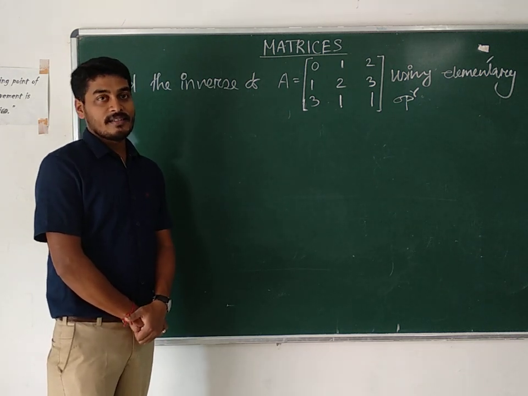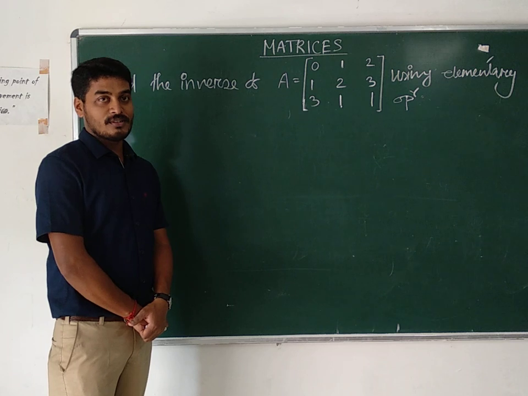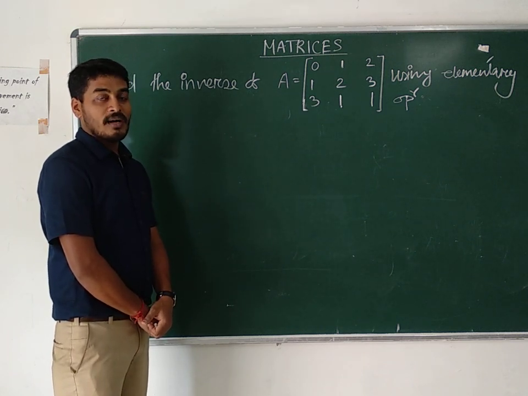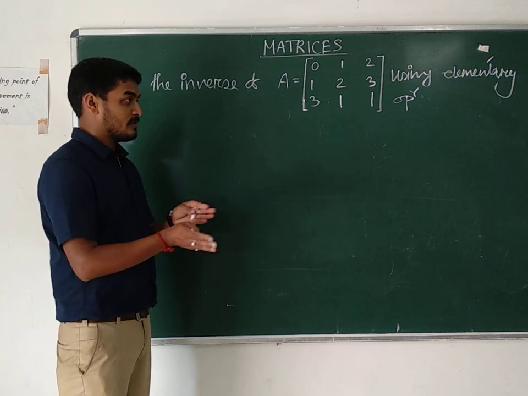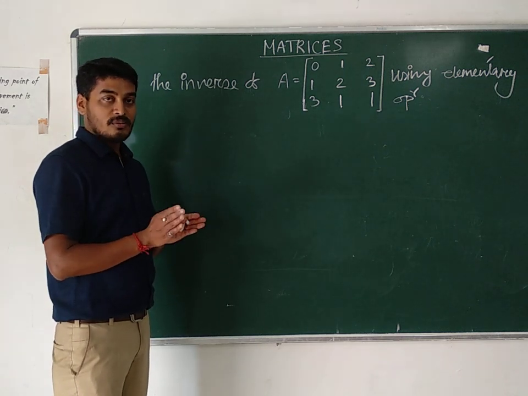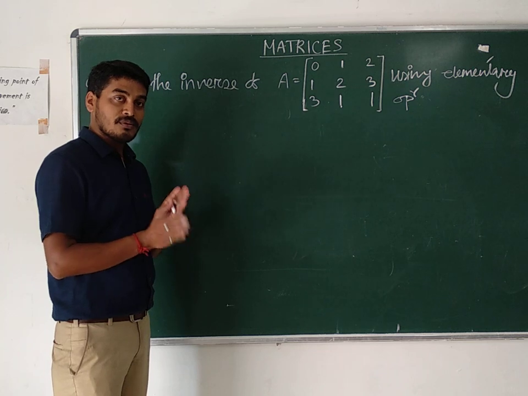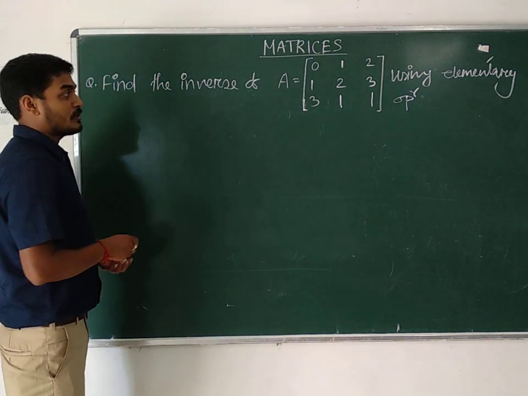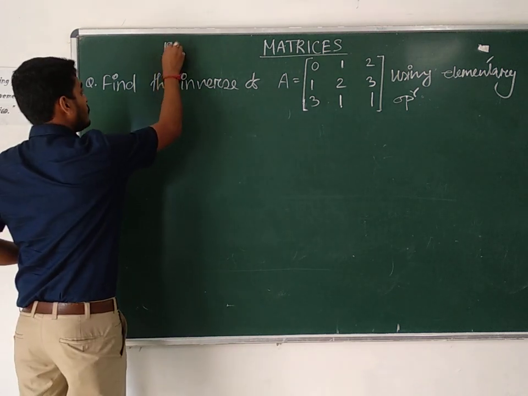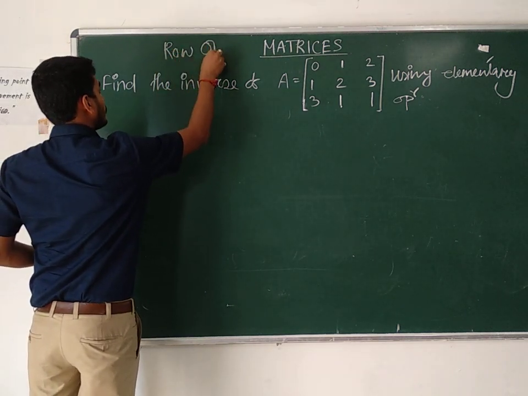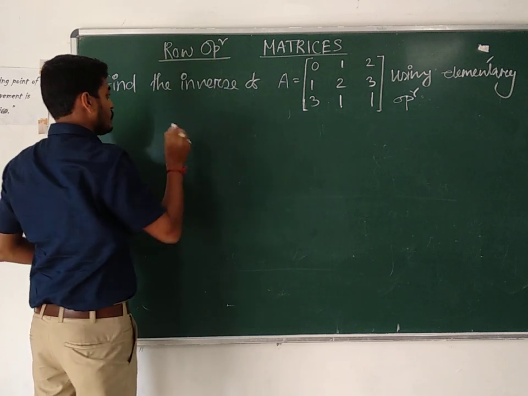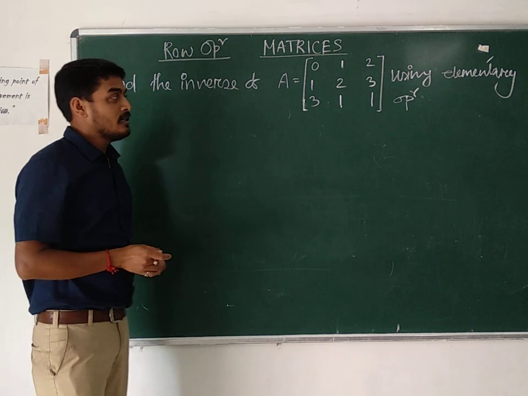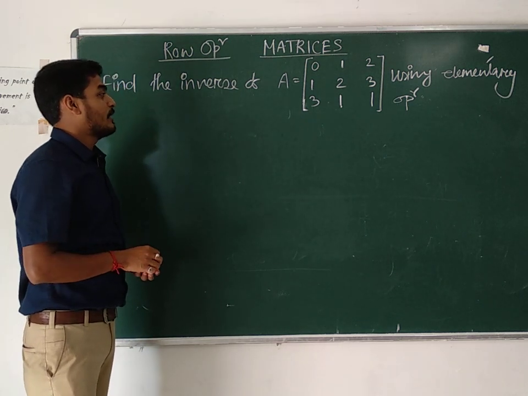For elementary operations, you can use either row operation or column operation. Row operation means you operate between the rows, and column operation means you operate between the columns. Now here we will apply row operation. As it is not specifically mentioned in the given question which operation to apply, we will apply row operation.